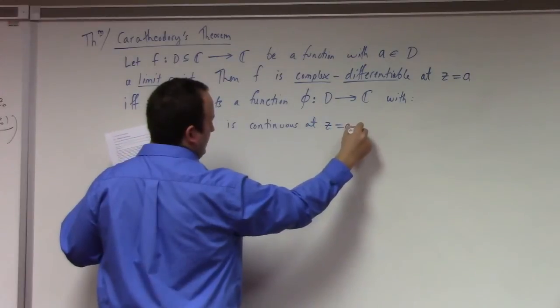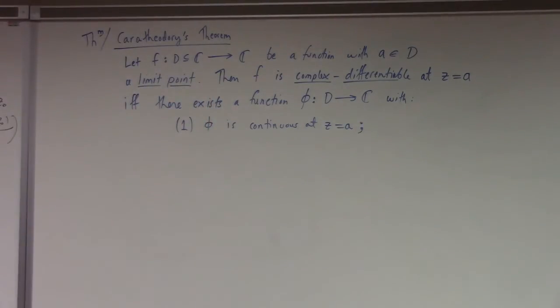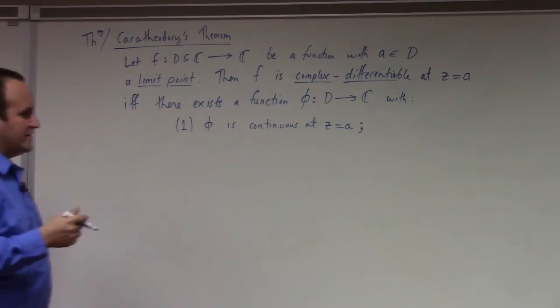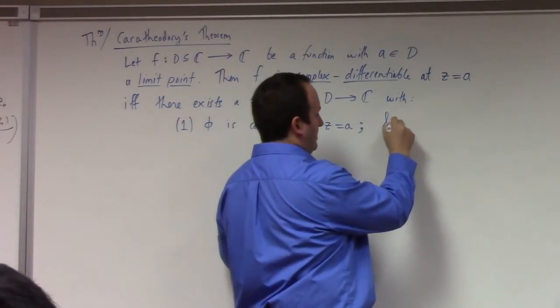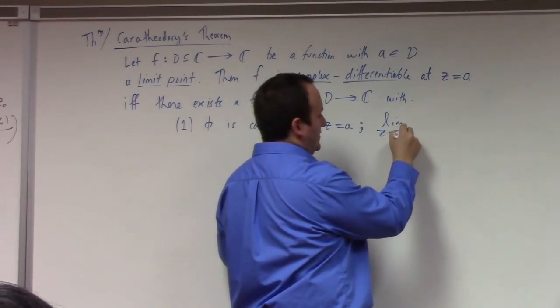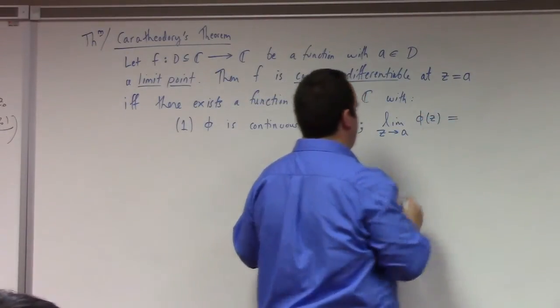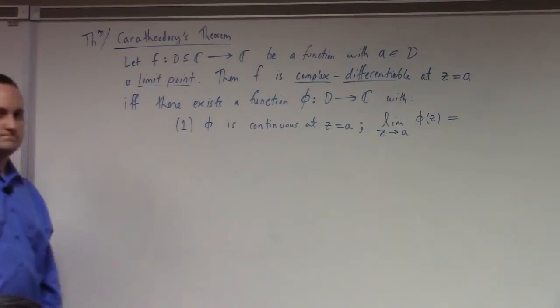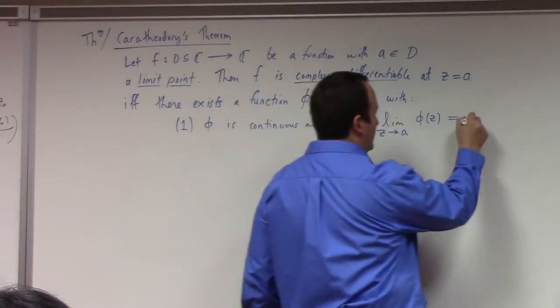It occurs to me I never defined continuity of a complex function for you guys. What's the definition? Maybe I did last time. I can't remember. What's the definition of complex continuity? We can state it in terms of limits, right? Limit as z goes to A of phi of z is equal to what? Phi of A, right. Just like Calculus 1, definition of continuity.